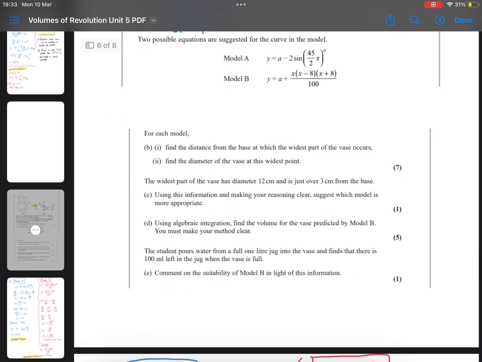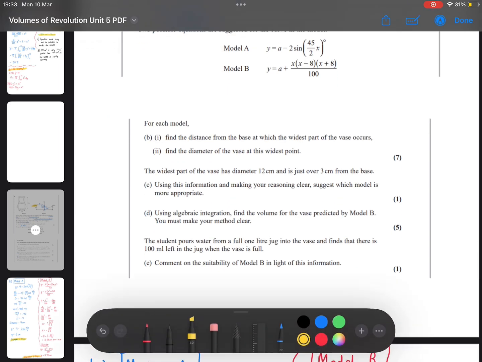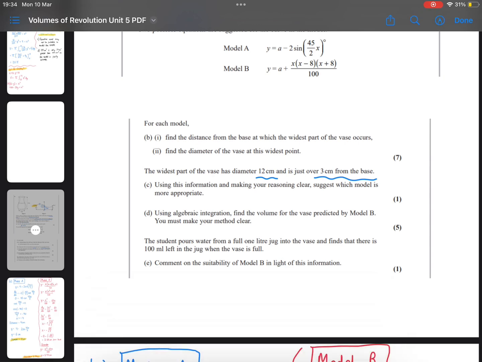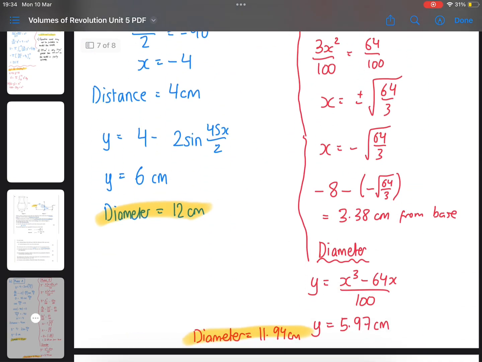And then we have a 1 mark telling us that the widest part of the vase, the actual vase, has diameter 12 centimeters and is just over 3 centimeters from the base. Using this information and making your reasoning clear, suggest which model is more appropriate. Well, looking back at our models, we have a diameter of 12 centimeters for one of them and 11.94 on the other.